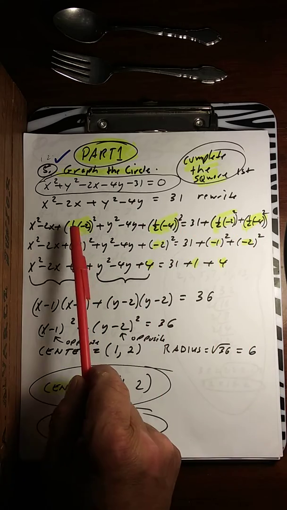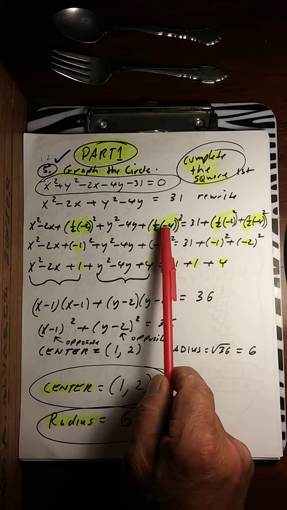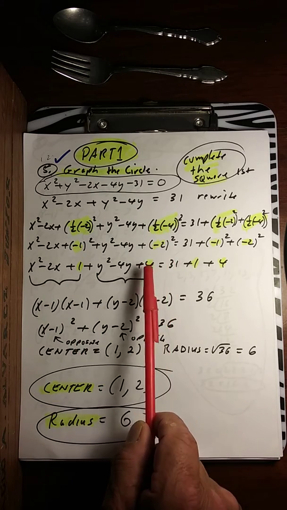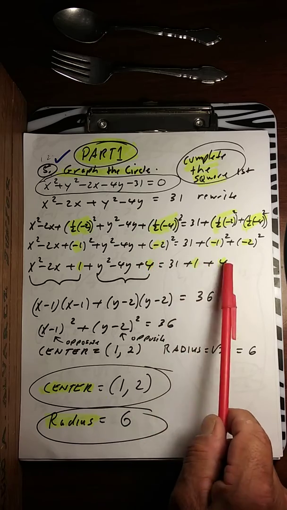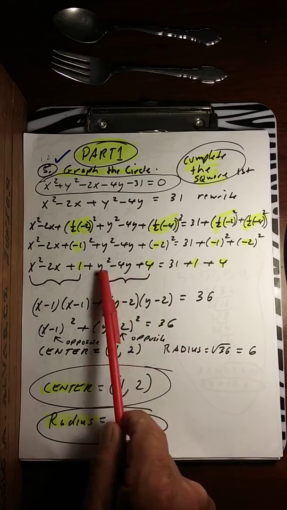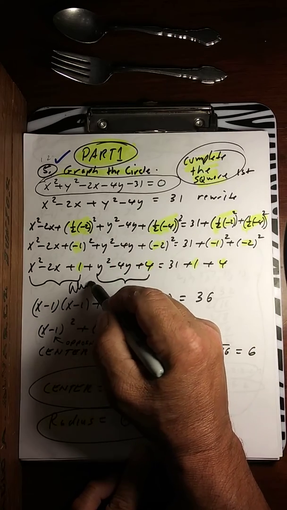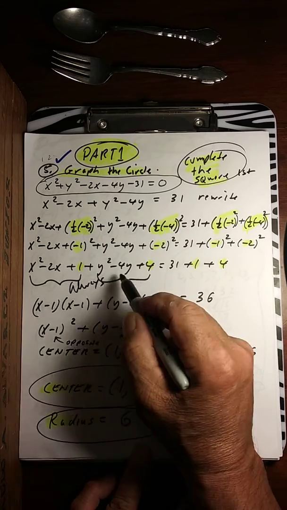So half of negative 2 is negative 1. Negative 1 times negative 1 is positive 1. That's going to be negative 4, half is negative 2. Negative 2 squared means negative 2 times negative 2 is 4. So you have 1 and 4 also here. Now, this always factors. Always, always. Let me write this down here. Always. All these always factor.